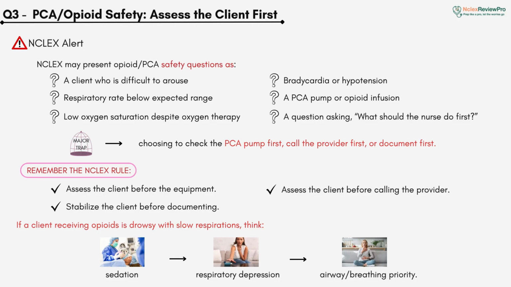Remember the NCLEX rule. Assess the client before the equipment, assess the client before calling the provider, and stabilize the client before documenting. If a client receiving opioids is drowsy with slow respirations, think sedation, then respiratory depression, then airway and breathing priority.